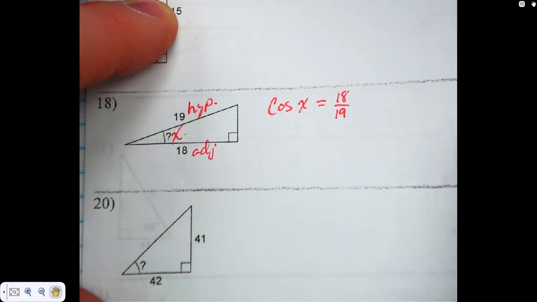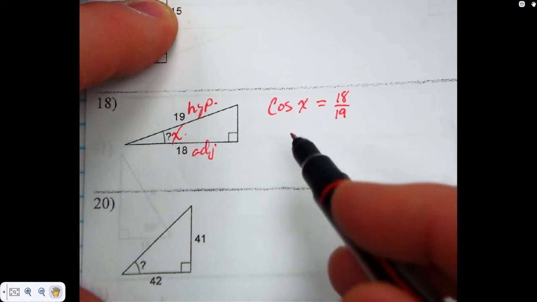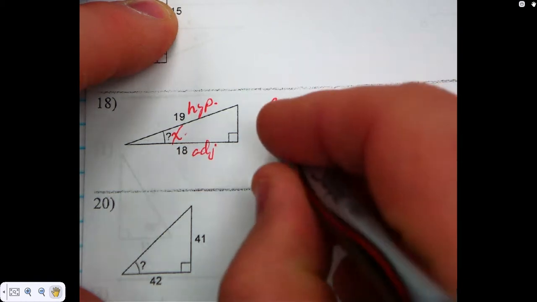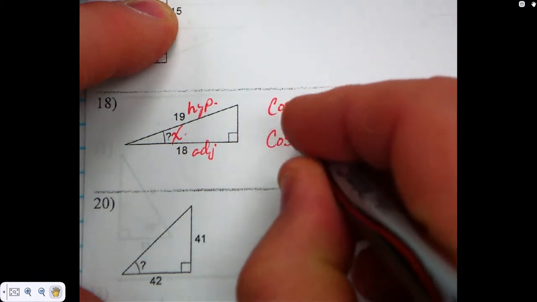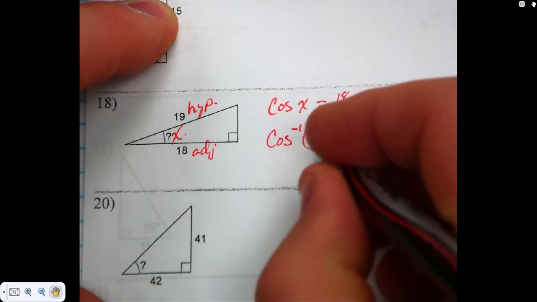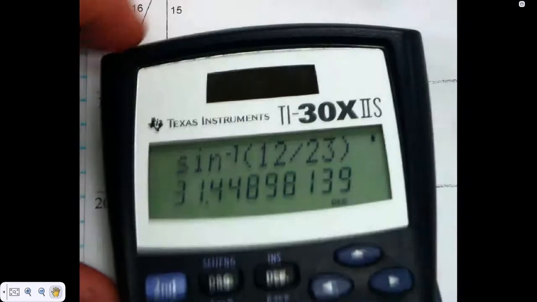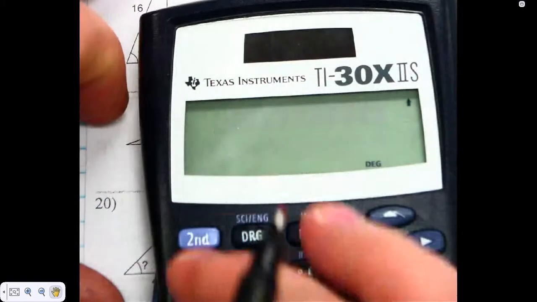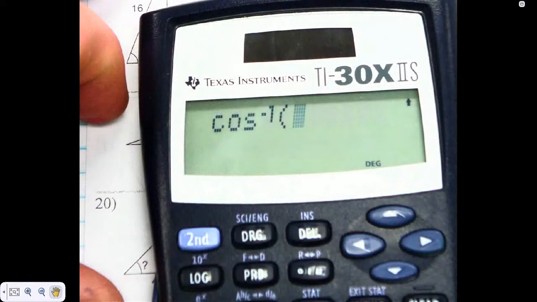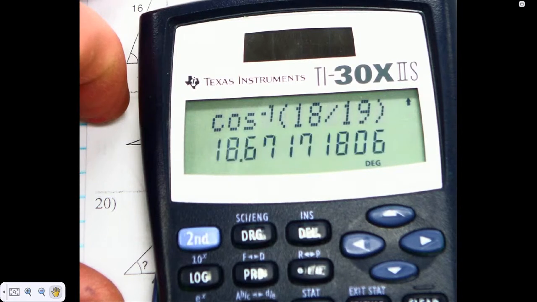Now what's my unknown? Is it a side or an angle? I need to use inverse functions here, don't I? So you're going to write cosine of -1, and then in parentheses, 18 over 19 is equal to X, right? Then you put that into your calculator. You hit the inverse cosine. And what am I going to put in here? 18 divided by 19, close parentheses. Press enter. 18.7.